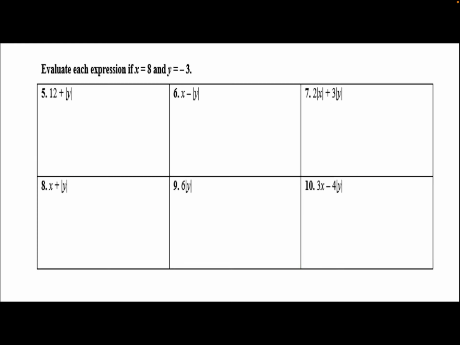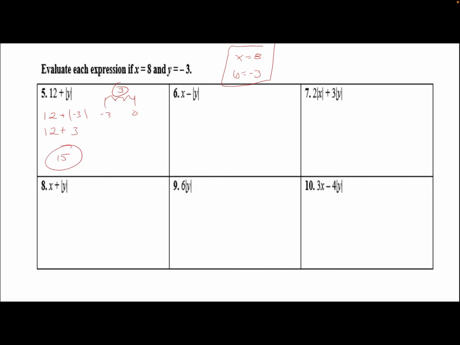All right. So evaluate each expression if x equals 8 and y equals -3. So we're going to write this first one, 12 plus the absolute value of y, which is -3. So that would be how we would start this thing. Now we're going to say, okay, what's the absolute value of -3? How far is -3 from 0? 1, 2, 3. So I'm really just going to treat this as 12 plus 3, which is 15.